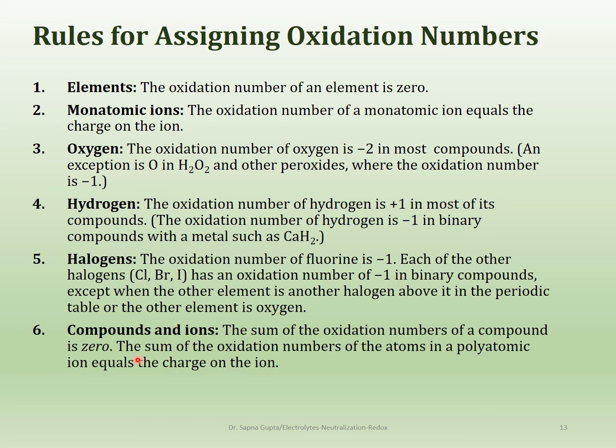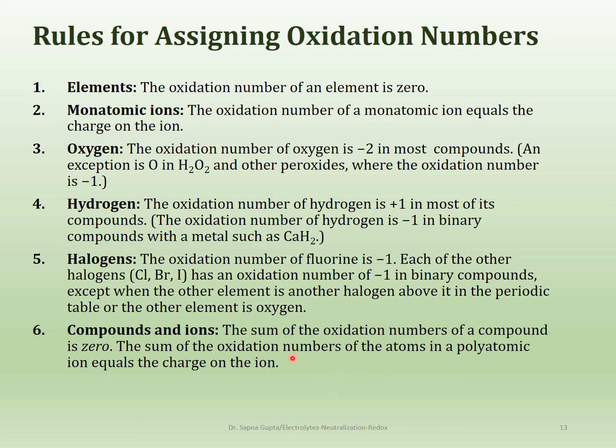Compounds and ions. The sum of the oxidation numbers in a compound is always going to be 0. So sodium chloride, NaCl, is neutral, 0. No charge left over. In the case of polyatomic ions, the charge that is left over is the charge on the ion. So for example, when you have hydroxide, which is -1, the charge that is left over is -1.